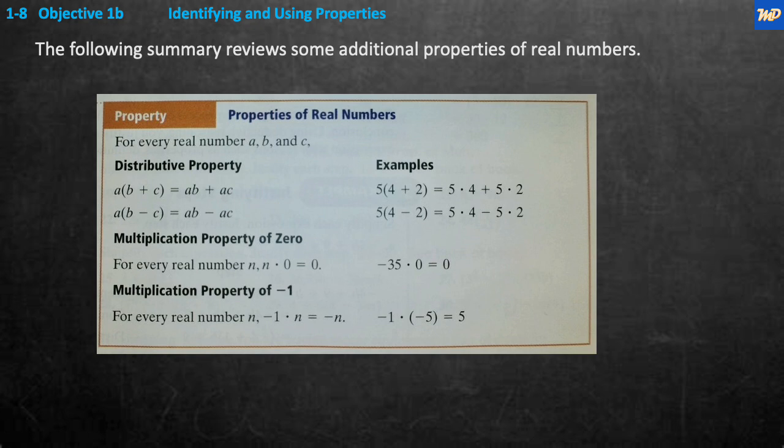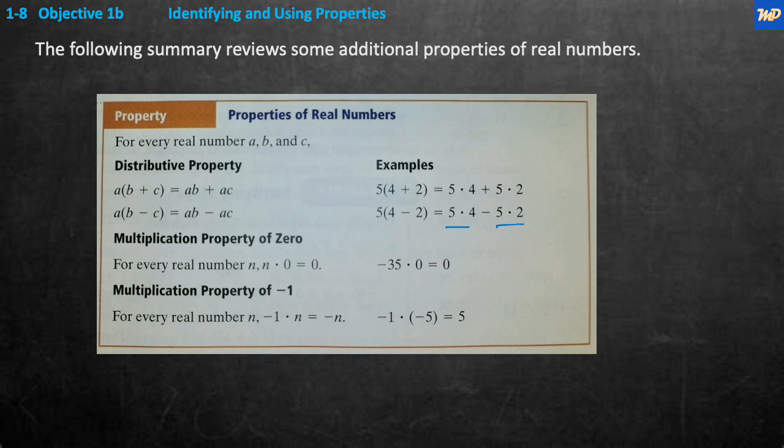A times the quantity b minus c is equal to ab, or a times b, minus a times c, ac. Examples: 5 times the quantity 4 plus 2 is equal to 5 times 4 plus 5 times 2. Okay? Or 5 times the quantity 4 minus 2 is equal to 5 times 4 minus 5 times 2. And you can see there, right? Because 5 times 4 is 20. 5 times 2 is 10. 20 minus 10 is 10. And 5 times the quantity 4 minus 2: 4 minus 2 is 2. 5 times 2 is 10. So they're both equal to 10.